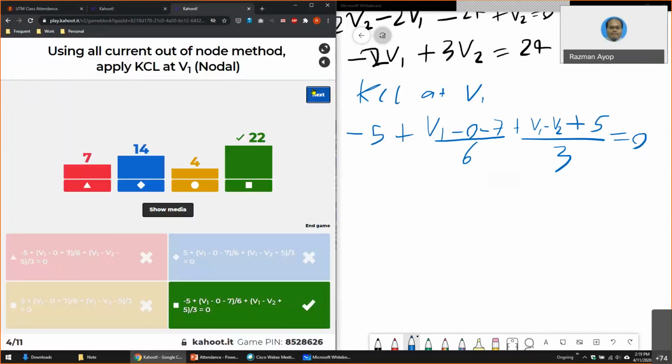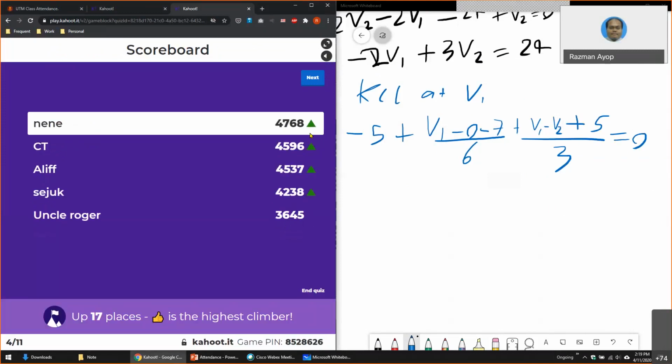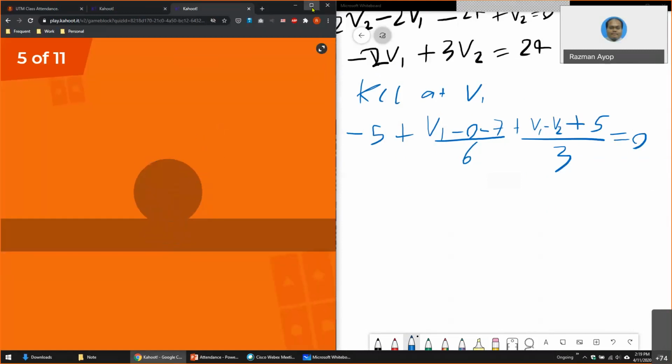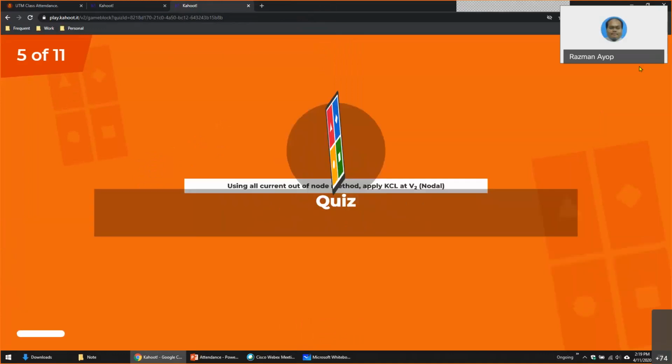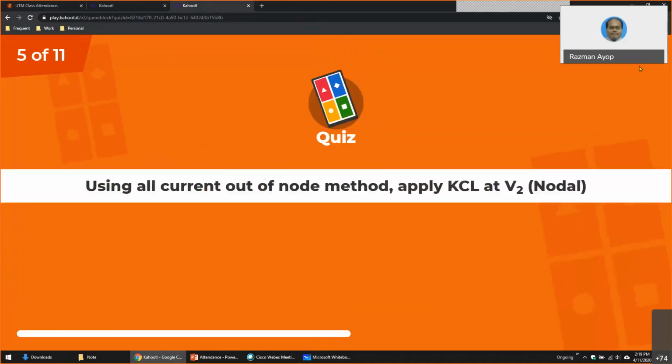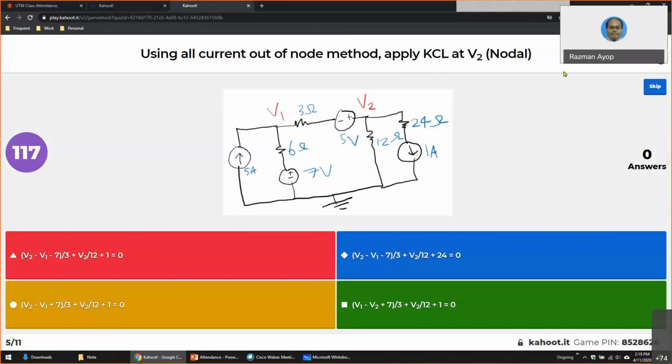So we look who's the highest mark right now. Nene gets the highest mark. So we move on to the next question. Using all current of the node, apply Kirchhoff current law at V2. Same question, just apply at V2. You have 2 minutes.